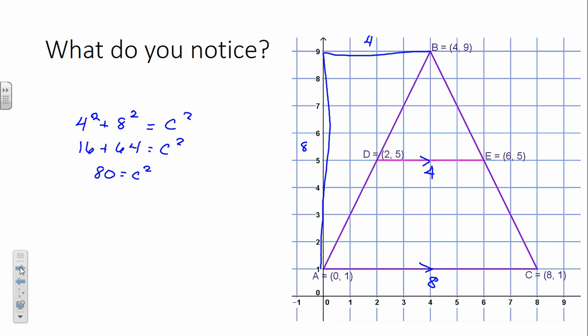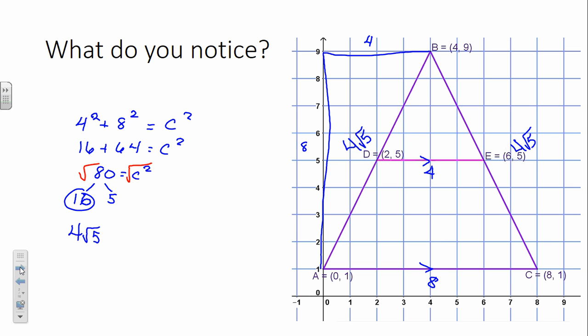How do we get rid of a squared? What's the opposite of squaring? Square root. 80 has a perfect square in it. 5 times what? And what's the square root of 16? 4 comes out, 5 stays in. Let's check the other one. Are we rising 4, rising 8, and running 4? Yep, so this one's 4 square roots of 5. This one is 4 square roots of 5.